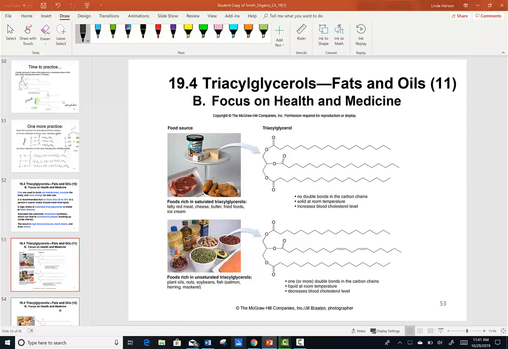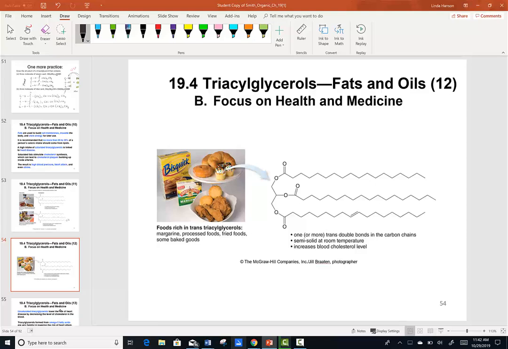On the opposite side, we have foods that are rich in unsaturated triacylglycerols deriving from plants. Plant oils, nuts, soybeans, fish, and so forth give us these unsaturated fats, those that have cis double bonds, giving a liquid conformation, and they actually work to decrease blood cholesterol or increase your cardiovascular health.